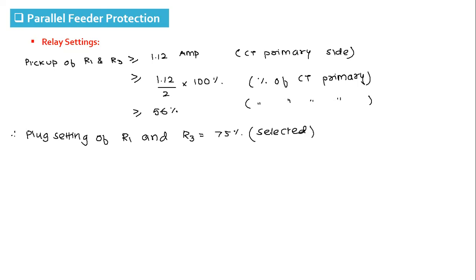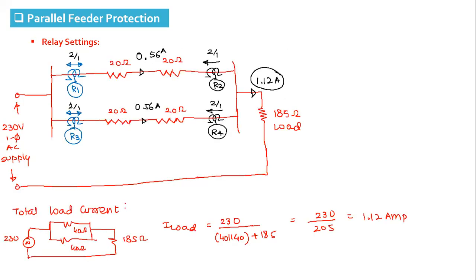You should write it down, okay, because the same calculation you have to show in the lab file. Either you write it right now, or probably you can refer to the videos later on for the calculation file. Now see what we have calculated. We have calculated the plug setting of R1 and R3. Now the plug setting of R2 and R4 we have to calculate.